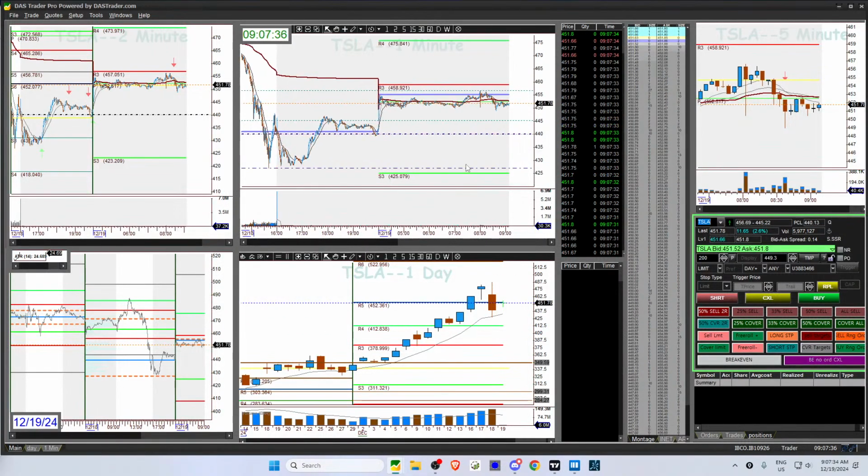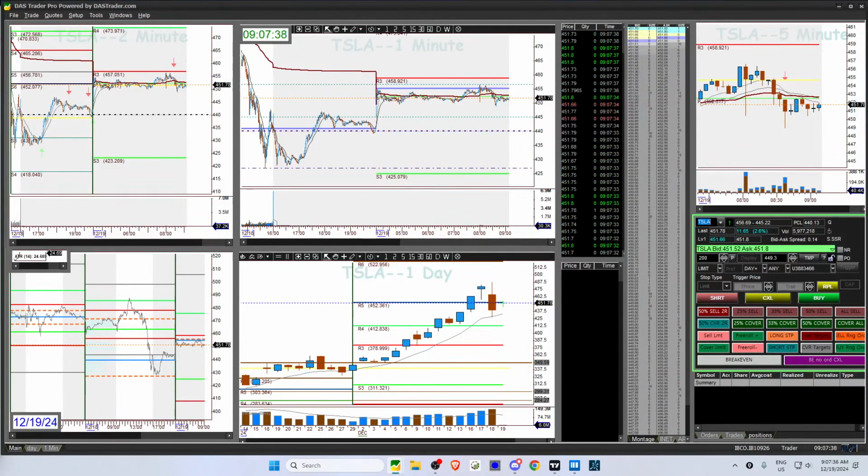Hey Thor, what do you think of the book map on MSTR? I see large orders above and below, similar to Tesla in the past.